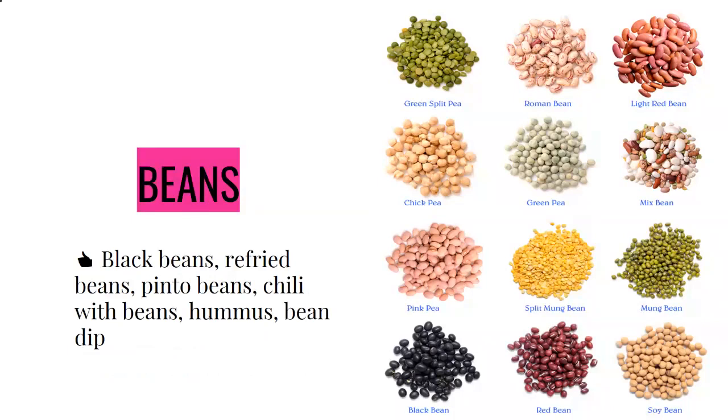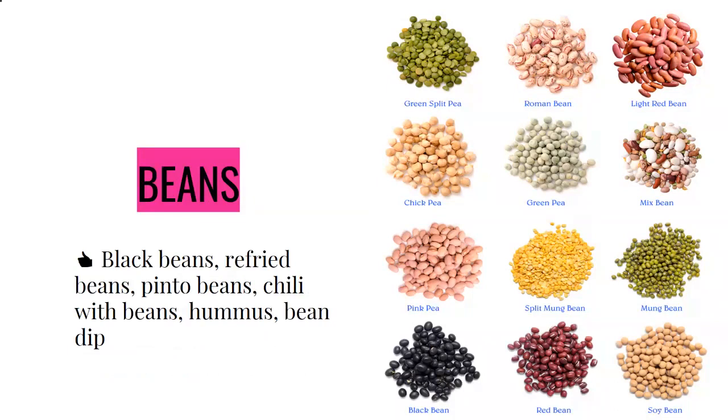So our fourth healthy eating principle is trying to increase our intake of beans. Beans like black beans, pinto beans, refried beans, and also things like lentils are really rich in fiber and protein, which makes them really healthy. And so any of those types of beans on the screen are all really great options.